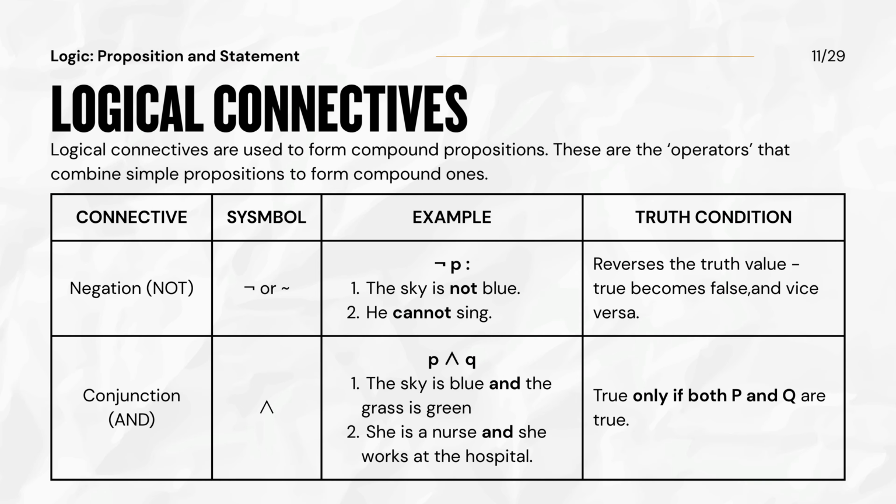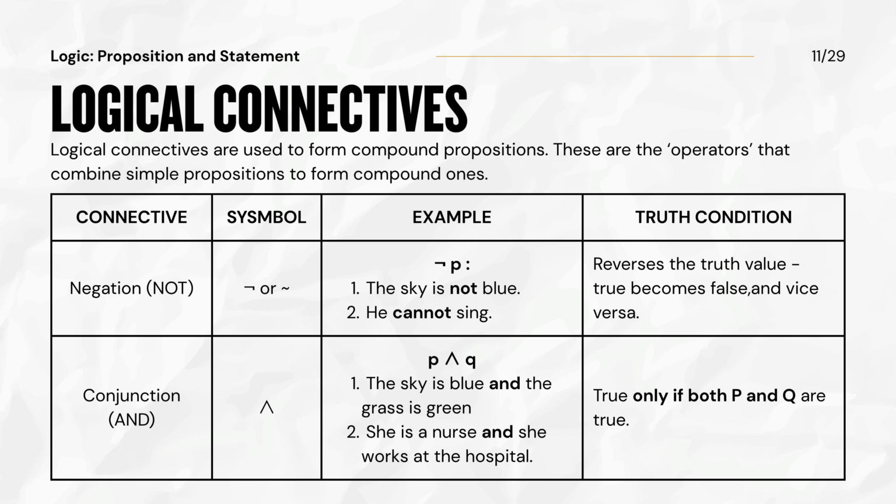Logical connectives. Logical connectives are used to form compound propositions. Those are the operators that combine simple propositions to form compound ones. They are symbols or words such as and, or, not, if then, and if and only if that are used to connect two or more simple propositions to form compound propositions. These connectives act like operators that determine the truth value of the resulting compound statement.